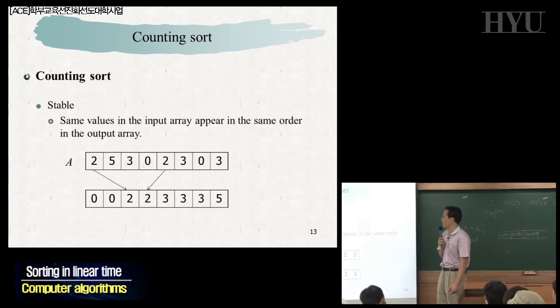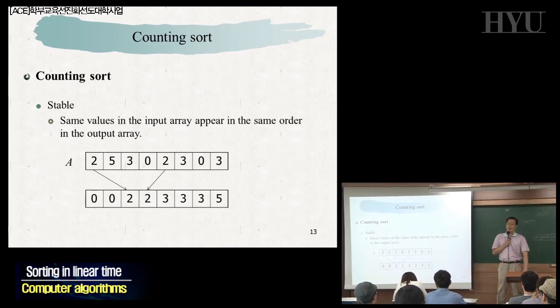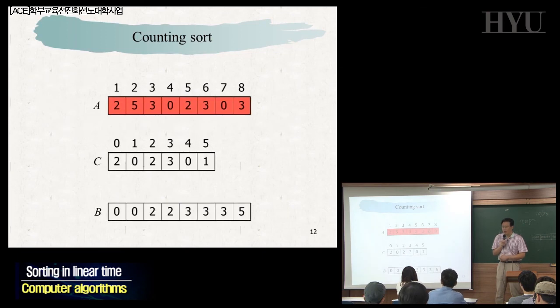Okay, then I'll explain counting sort a little bit more. This is a simple version of a counting sort.